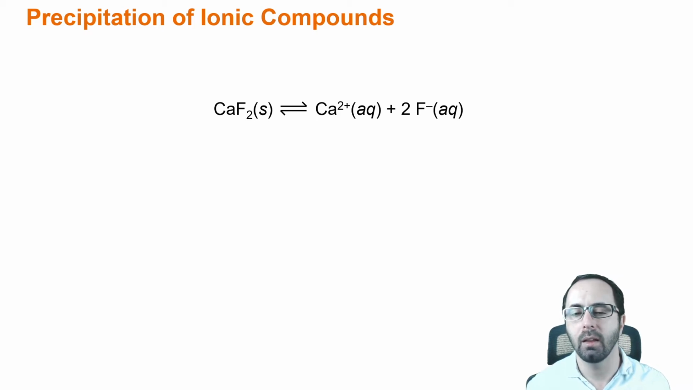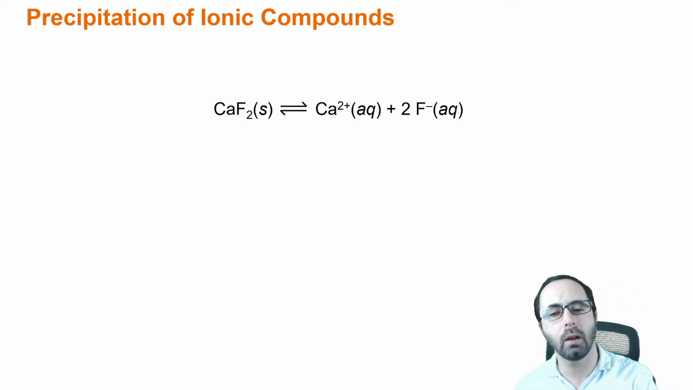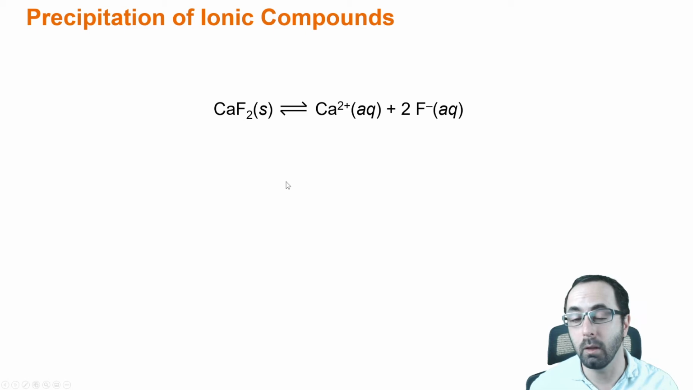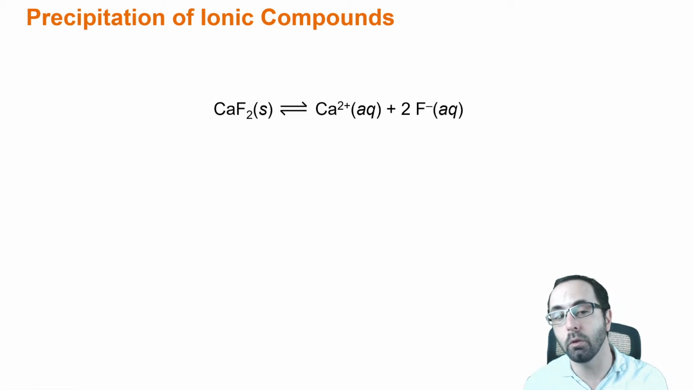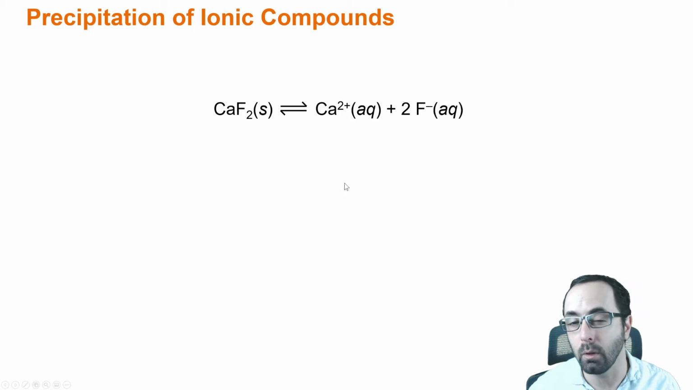You know that if Q is greater than K, that means you have too much product, so the reaction has to go backwards. And backwards means precipitation in this case, in the solubility case. If Q is less than K, that means the reaction will continue to move forward, which in the case of solubility means that more of the solid can still dissolve. So you're not at equilibrium yet, and you won't have precipitation.